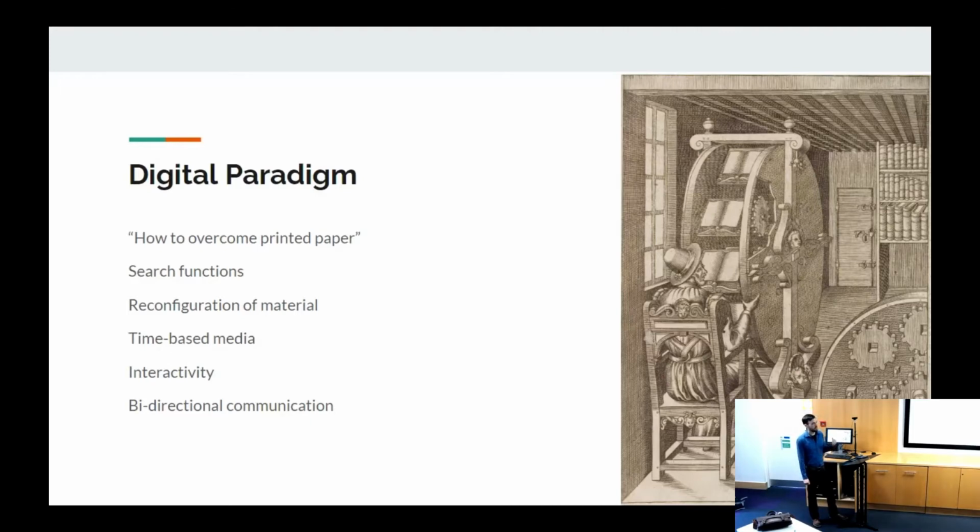And also something that we call bi-directional communication, which sounds really fancy, but what it really means is that information doesn't just flow one way by me reading the book, but if I have a digital edition that allows that, I can also interact with the content that is on there. That's what I want you to keep in mind, this digital paradigm, which is really what sets the digital edition apart from a print edition and also from an edition that just happens to be on the screen.